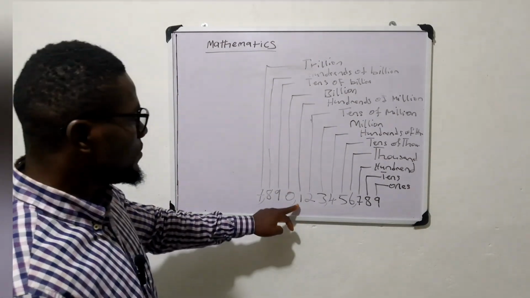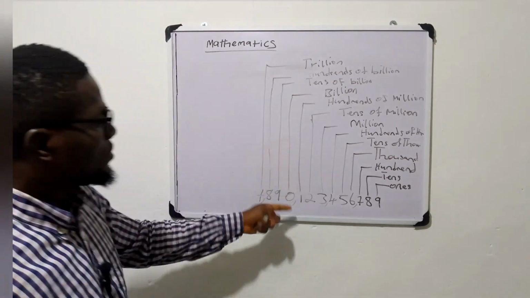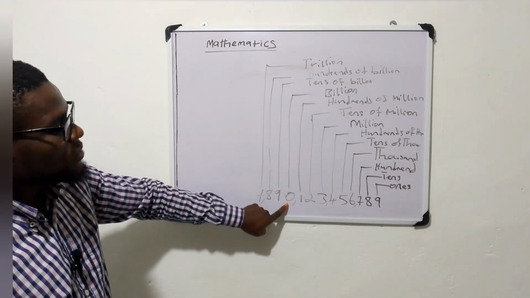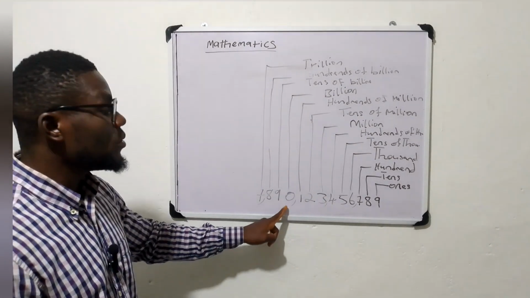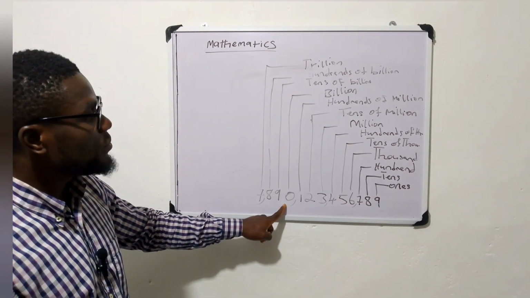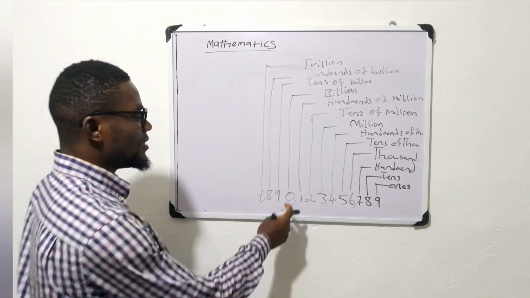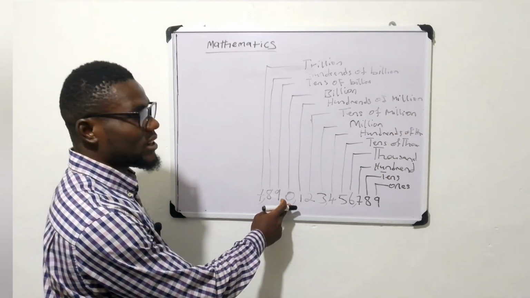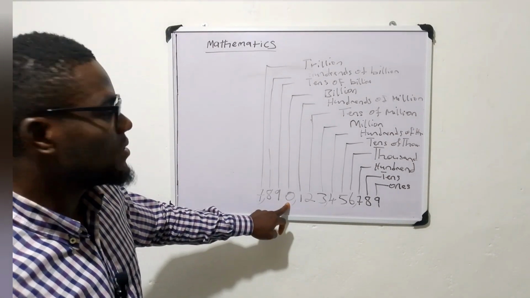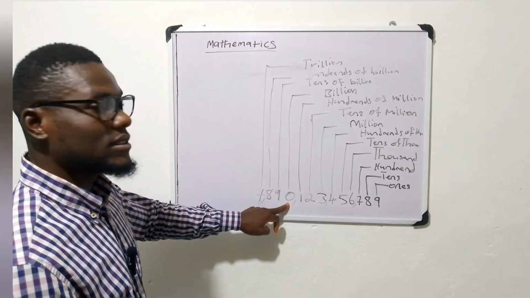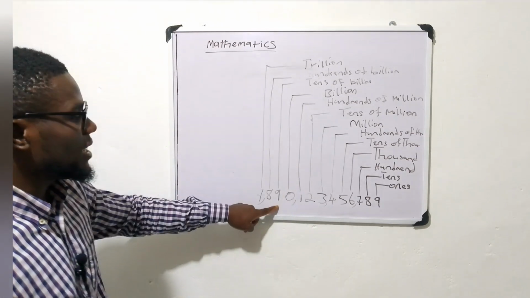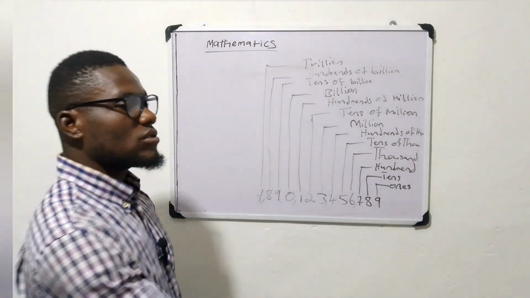Okay, let's go to billion. This is just the ones of billion: 1 billion, 2 billion, 3 billion, 4, 5, 6, 7, 8, 9. It stops there. You cannot have 10 billion at this value. Now the same is applicable here. Tens of billion. So it continues that way.